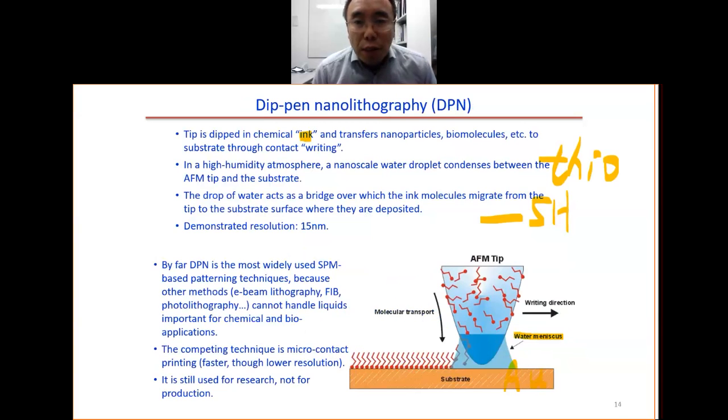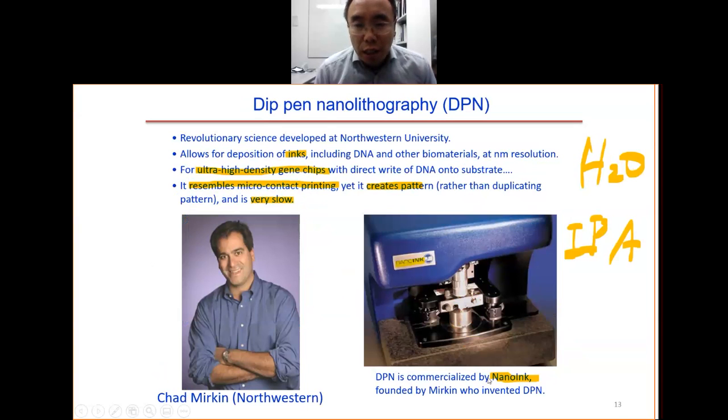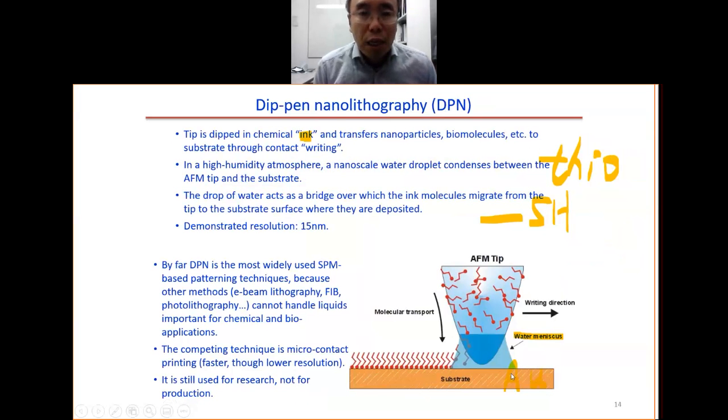At the moment, this company here still survives. It's not a very big company, because it's only research equipment, but they still survive making this kind of equipment for dip pen lithography.